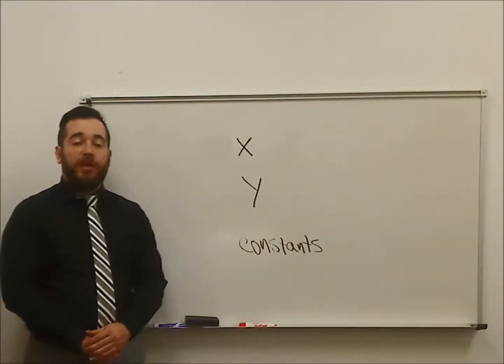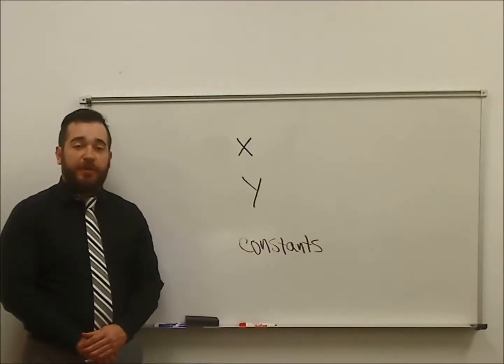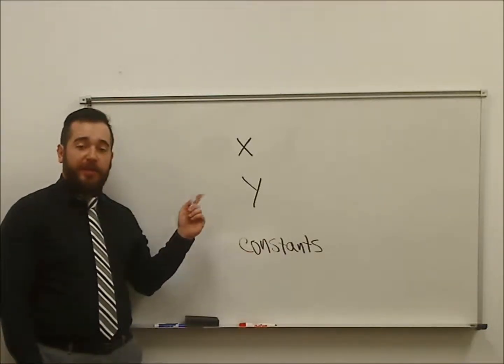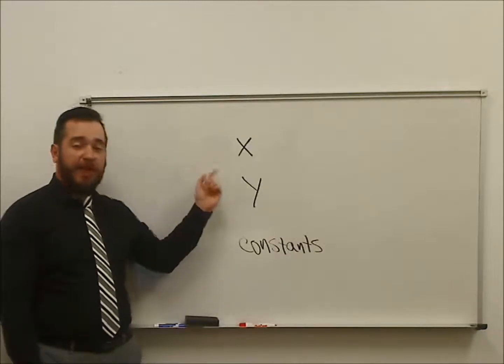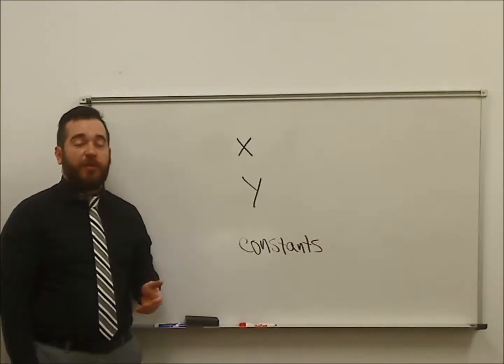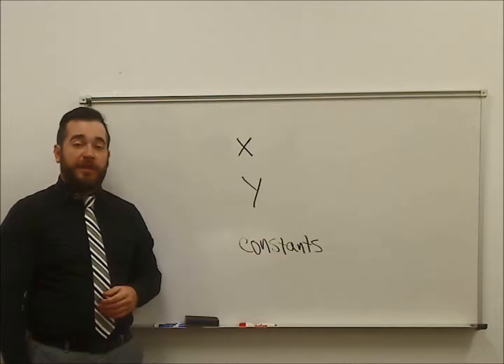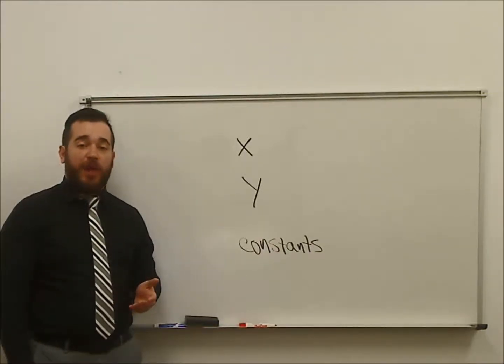So remember, a linear equation is any sum or difference of x's, y's, and constants. And sometimes the x's and y's will have numbers in front of them called coefficients. Next time, we're going to learn what slope-intercept form is and how to graph a linear equation.